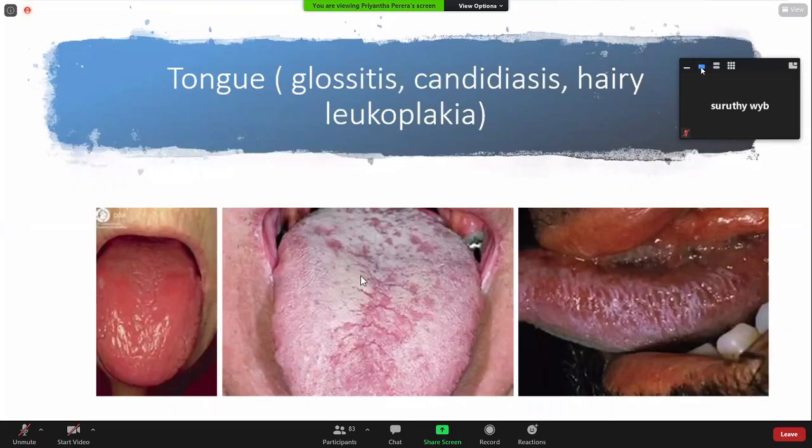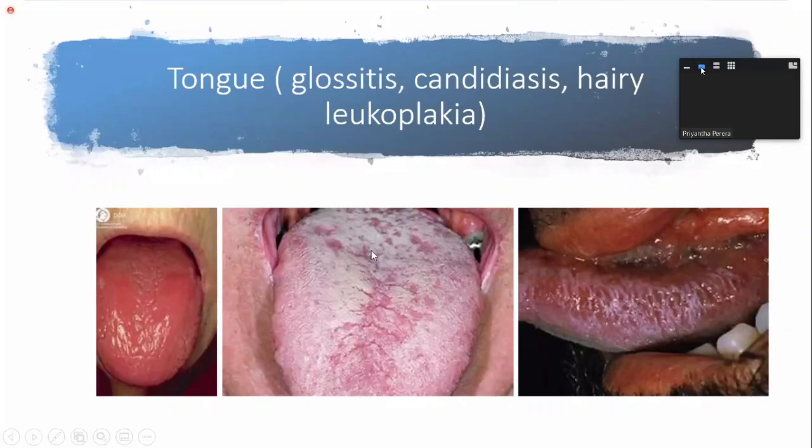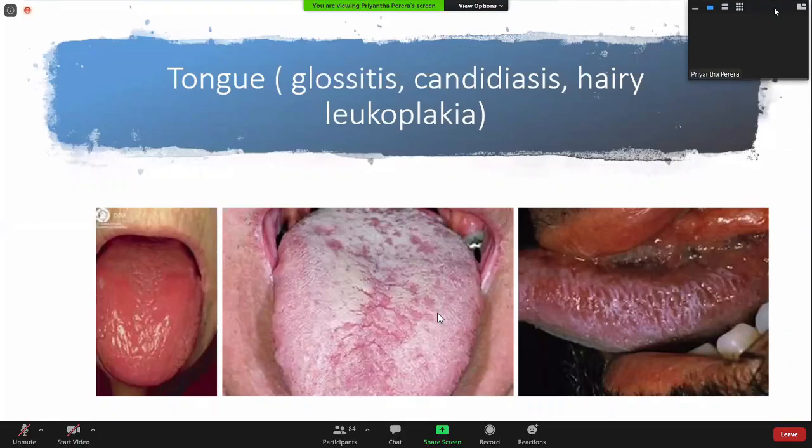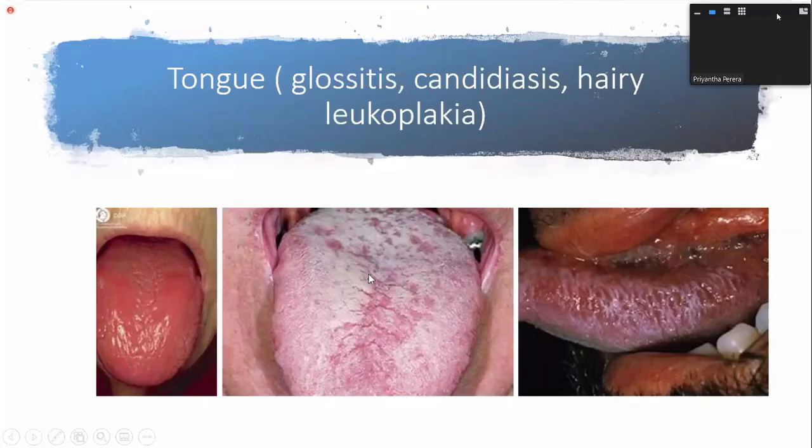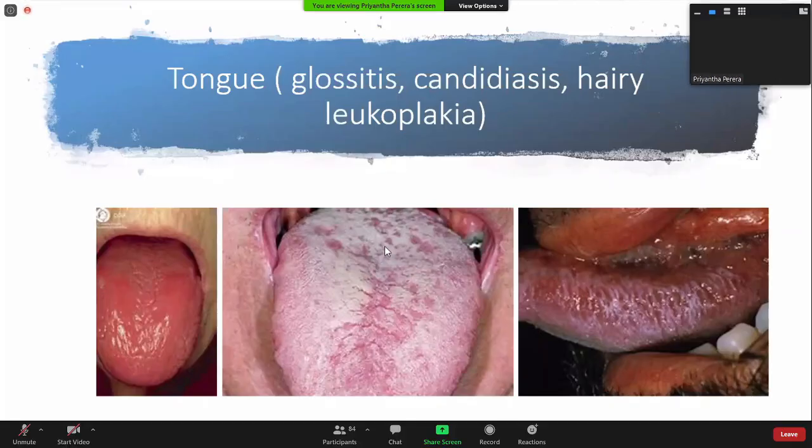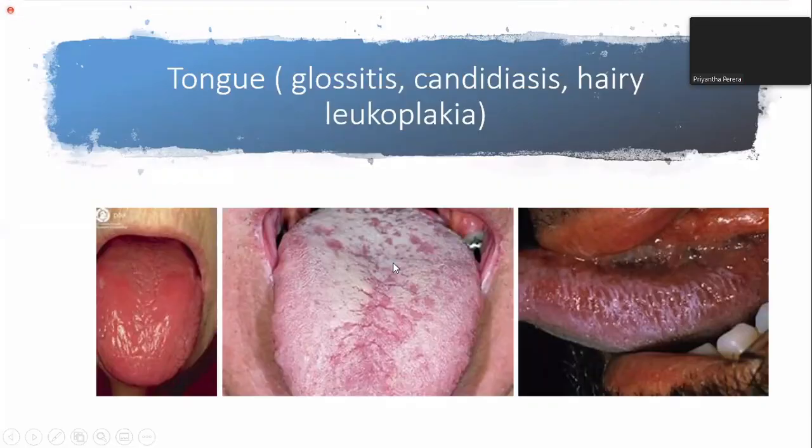This is due to candida infection. The surface is covered with a white creamy-like material, and it is firmly attached to the underlying tongue. If you try to scrape it off, there will be a raw area underneath the white patch. Sometimes deposits of milk can produce something like this as well.